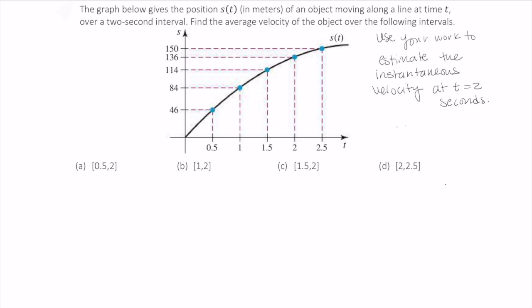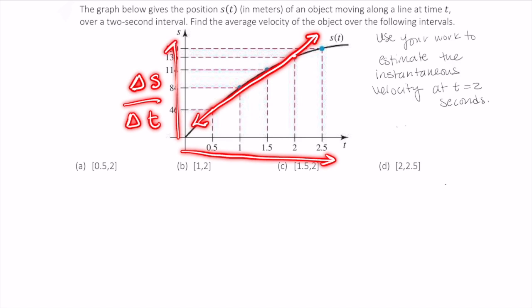In order to estimate our average velocity on this time interval, so that's from half a second to 2 seconds, we want to find the slope of the secant line. And the slope is going to be the change in the position, so the change in s, divided by the change in time, which is the horizontal axis. So we're going to do the change in s, which is the vertical axis, divided by the change in time, which is the horizontal axis.